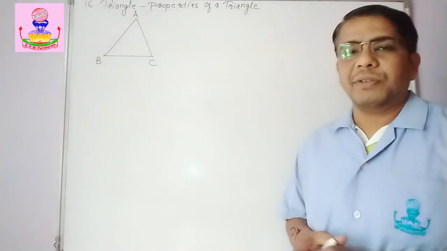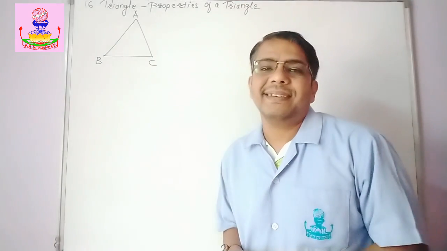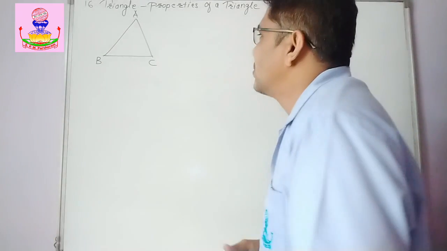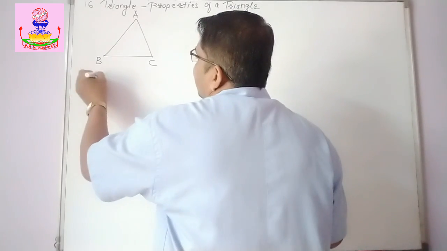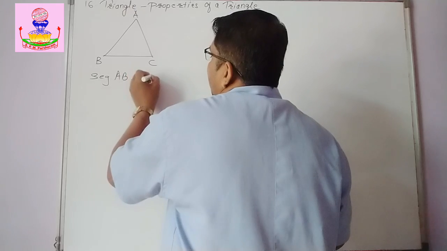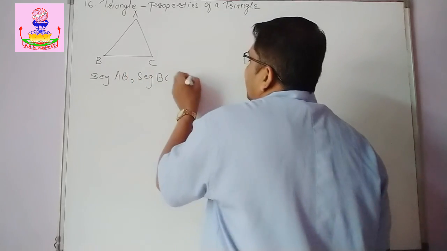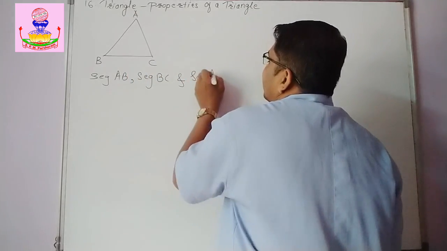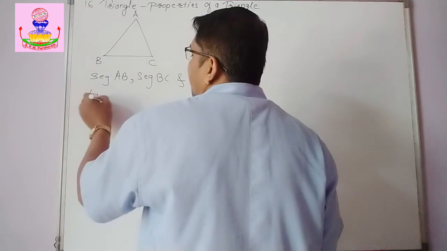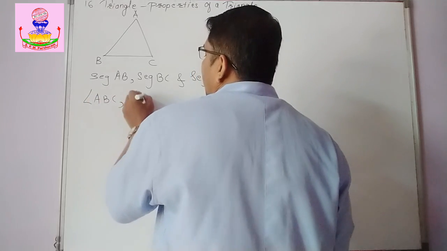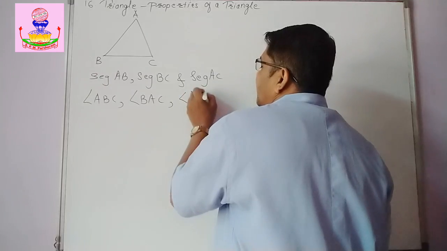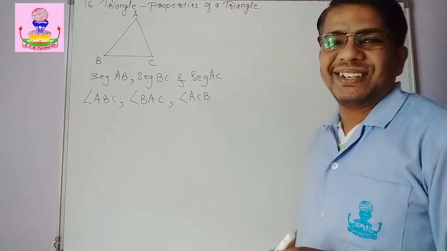And the elements of triangle, how many elements are there? There are 6 elements, 3 angles and 3 sides. So how do we write them? Segment AB, segment BC and segment AC. These are the sides of the triangle. Then angle ABC, angle BAC and angle ACB. These are the 3 angles of the triangle.